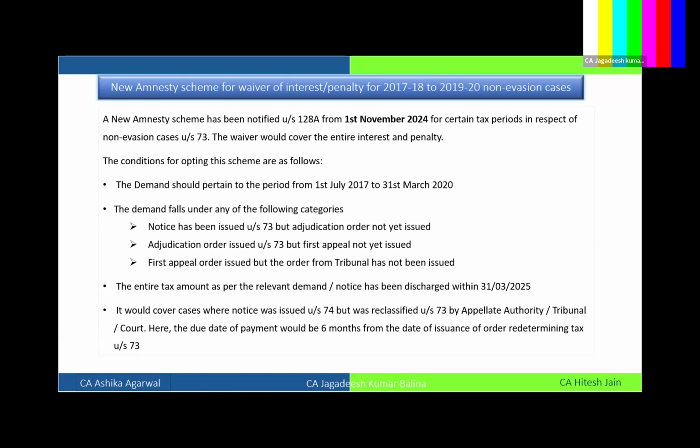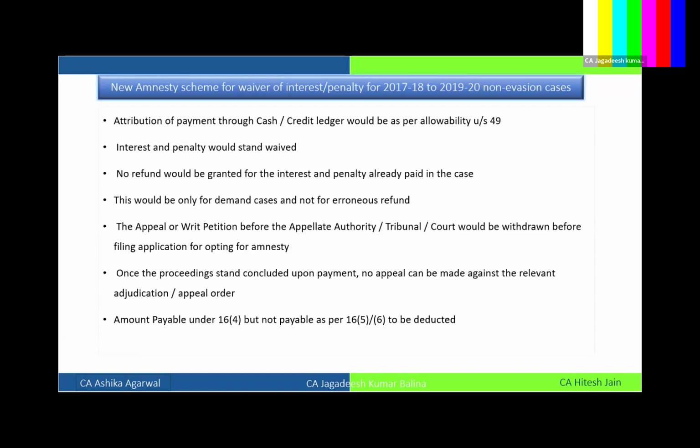So here another case is there. This scheme is applicable only for the 73 cases, right? But if the notice is issued under section 74 or an order is passed under section 74, that is under fraud cases, and later that 74 order got converted into 73 at the appeal stage or at the adjudication stage, then in that case you can avail this benefit under this scheme. So now we'll see how to make a payment of tax.